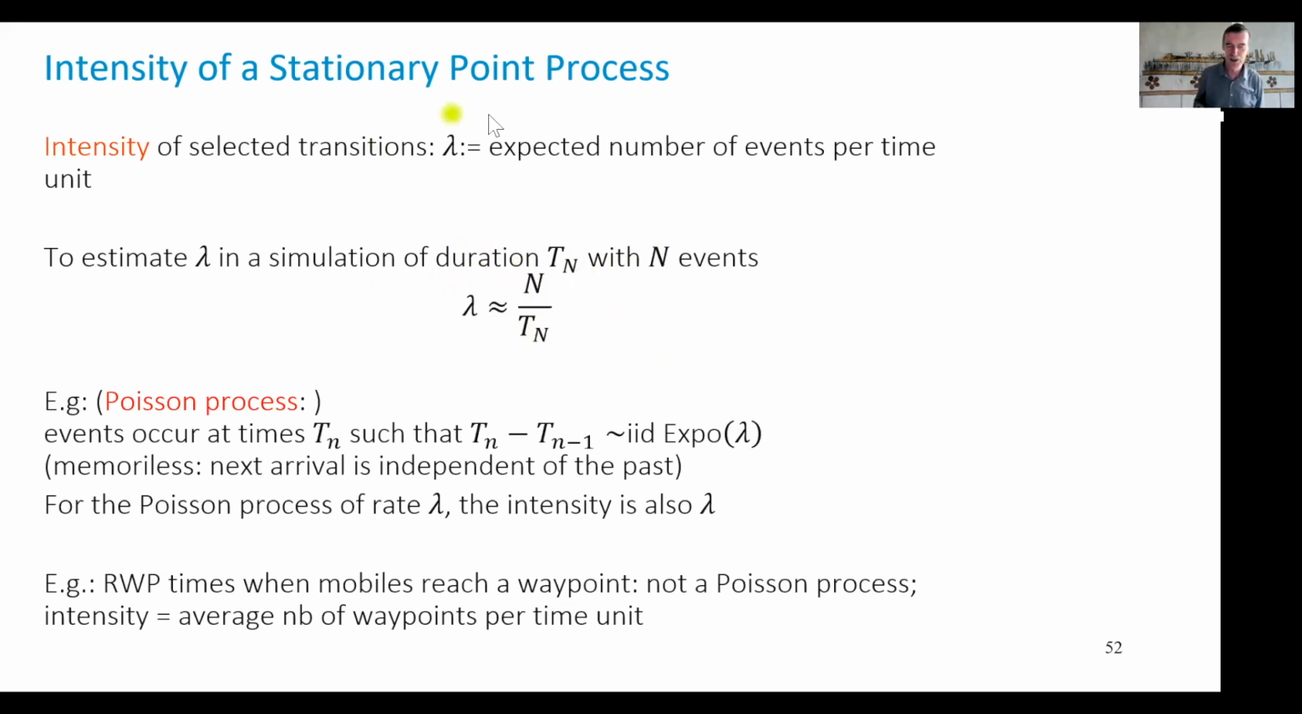Well, for any stationary point process, if the point process is stationary, that means the expected number of events I will see over an interval of duration 1 time unit, for example, is the same over all intervals of length 1. And this quantity, which is the same, is called lambda, the expected number of events per time unit.